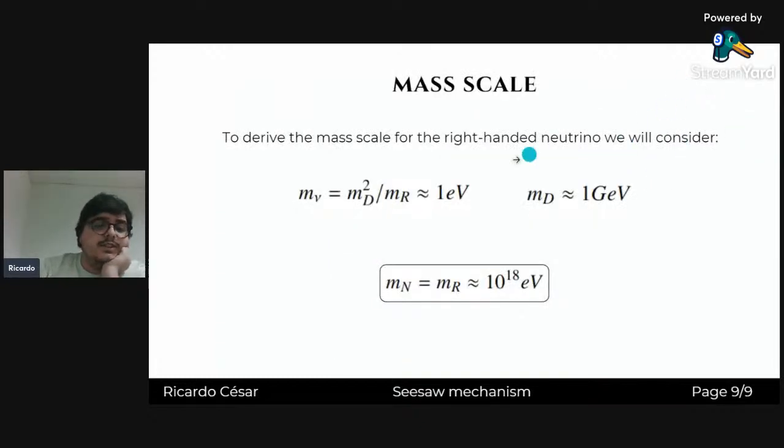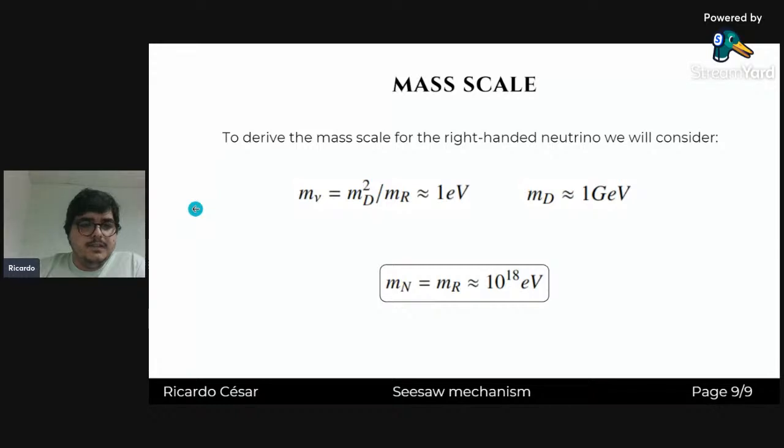So I gave here an example of the mass scale. If you consider, for example, that the mass of this neutrino is below 1 eV, which we know because the sum of the masses of the neutrinos is about 1 eV, and we consider that the Dirac mass is of order 1 GeV, like the order of the electron mass, then we get that the mass of the right-handed neutrino should be of this order, 10 to the 18 eV.